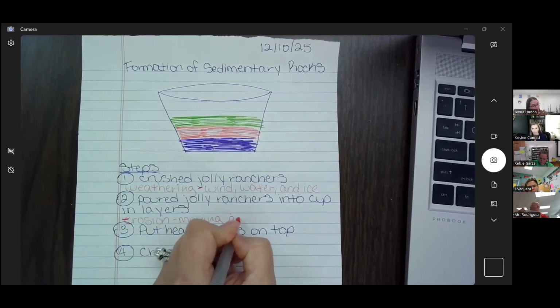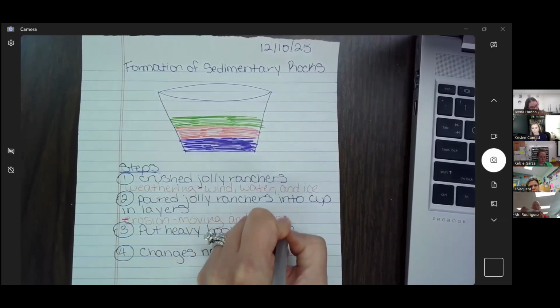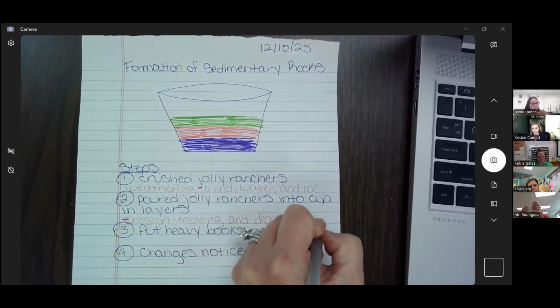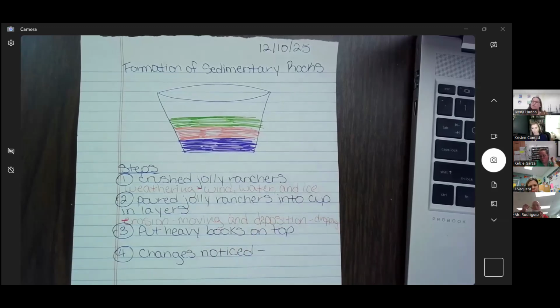And deposition, which was the dropping. So teachers, are you seeing how we are referring back to that explore to carry out the explain?